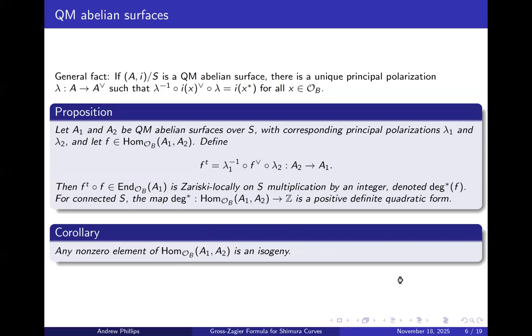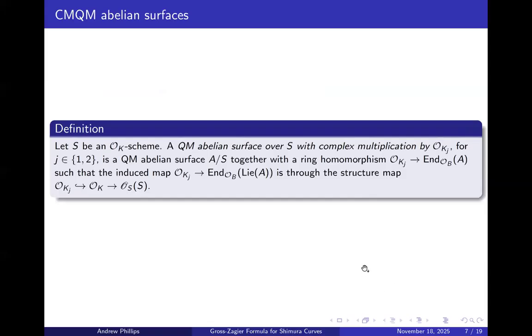Okay, so we have this refined notion of degree. Now we're going to focus on CM points here, where beyond just the QM action, we're going to look at an action of our imaginary quadratic field as well. So again, we start with a base scheme, but we're going to assume now it's an OK scheme. So S starts with some morphism to Spec OK. We'll see in a minute why I'm using this.